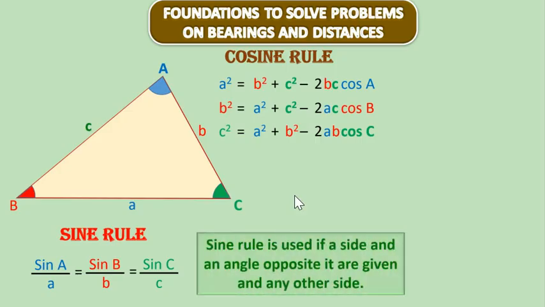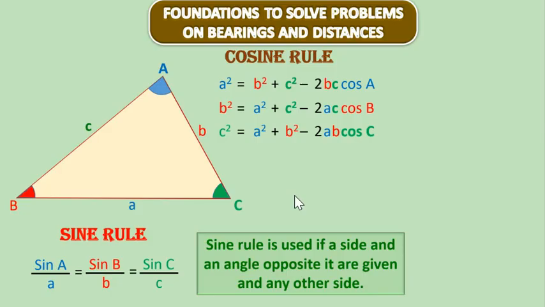Sine rule is used if a side and an angle opposite it are given, and any other side or maybe any other angle. Once the side and angle opposite it are given, then we need another side or angle to apply sine rule.